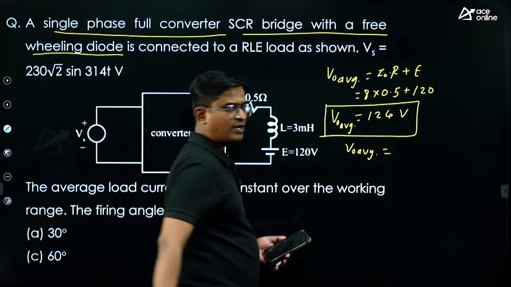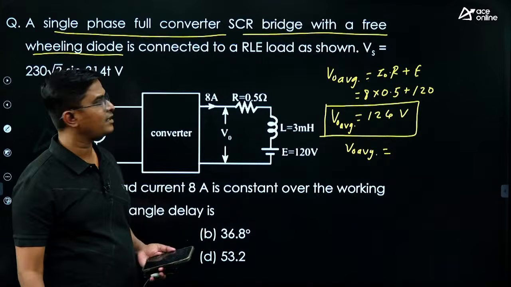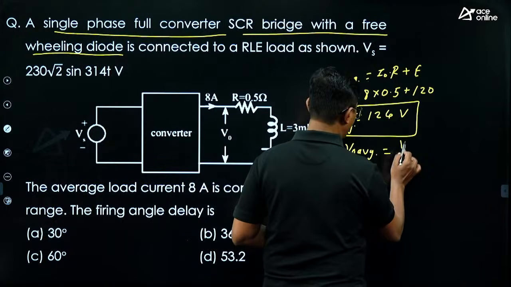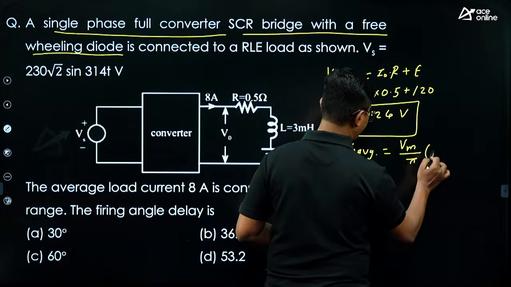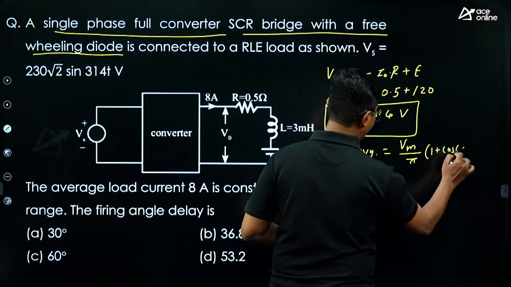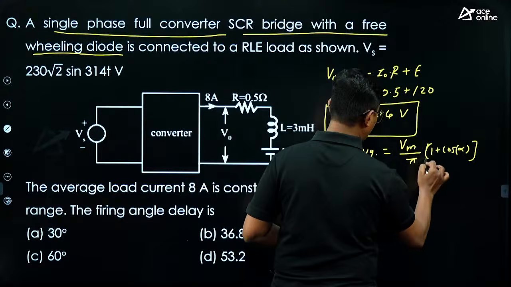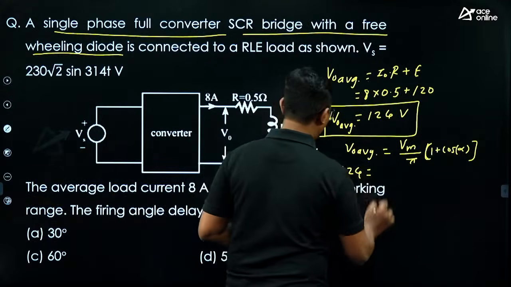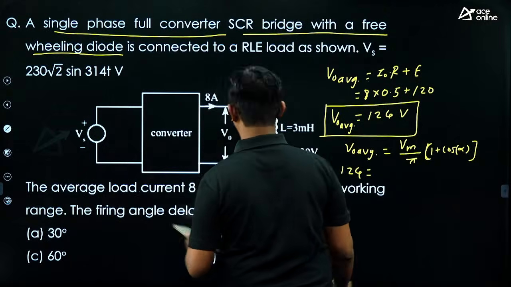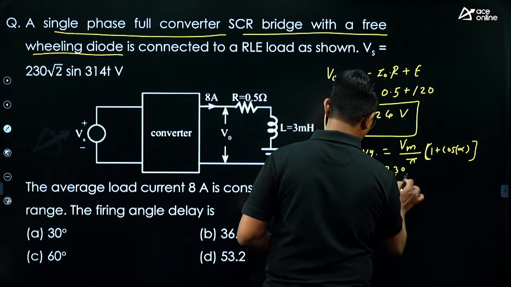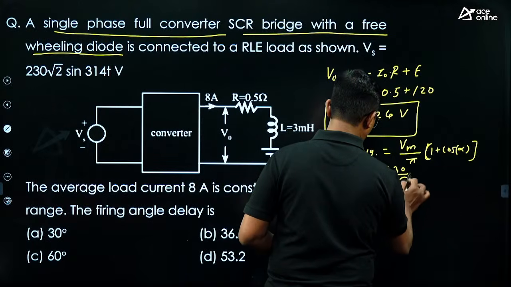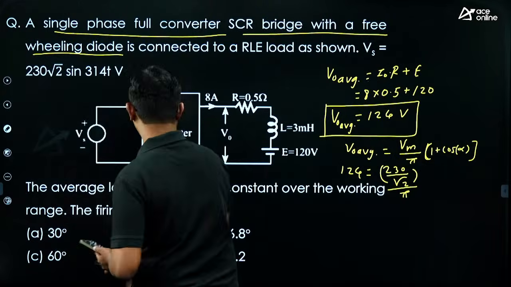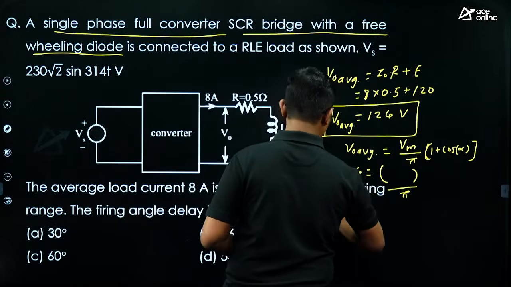Now, what is the expression for V0 average for single phase full converter RL load with freewheeling diode? It is Vm by pi into 1 plus cos alpha, right? Now put V0 average is 124 equal to Vm by pi into 1 plus cos alpha. Vm is 230 root 2 upon pi. Yes, Vm should be 230 into root 2, not divided by.